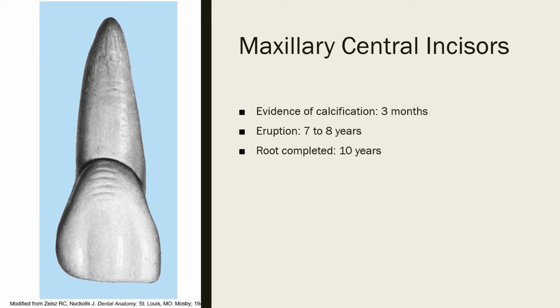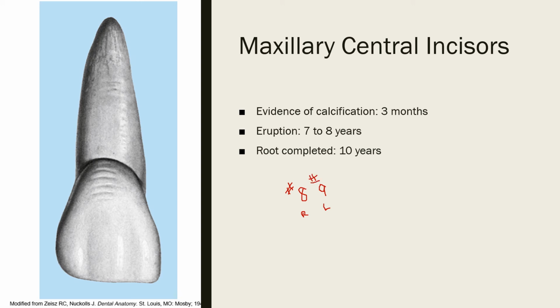Okay, so let's move on to our maxillary permanent central incisors. So this is tooth number 8, or teeth numbers 8 and 9. Okay, so I'm just going to write that here. Teeth number 8 and 9. This is using the universal system. Okay, so we have number 8 on the right side, and number 9 on the left side.